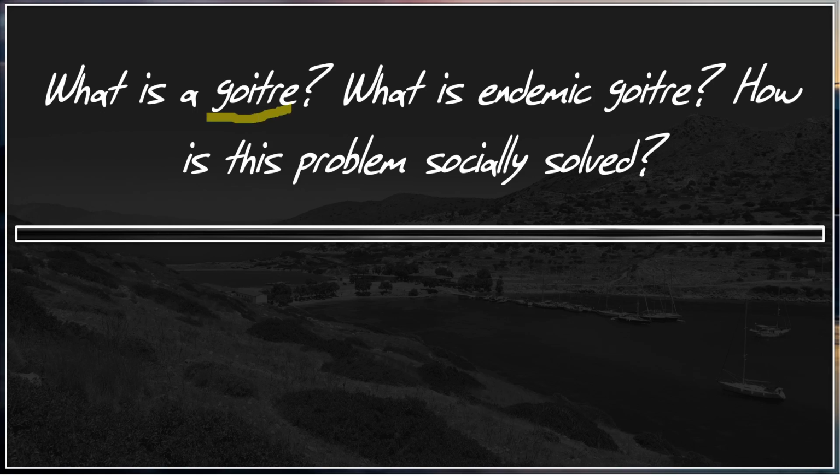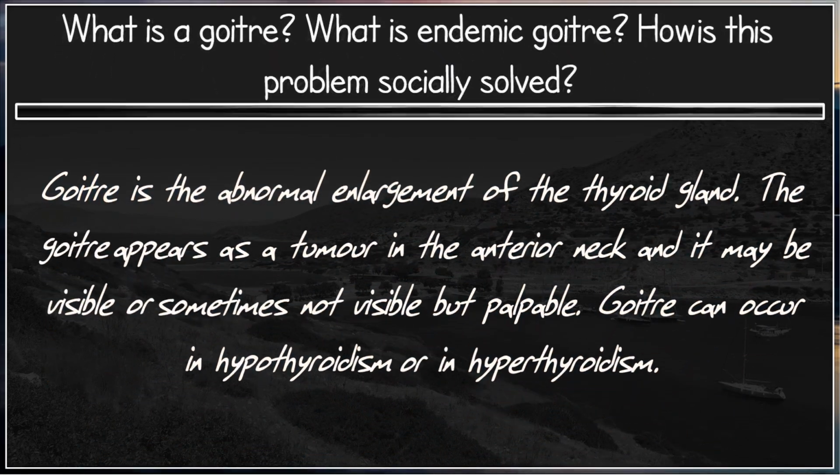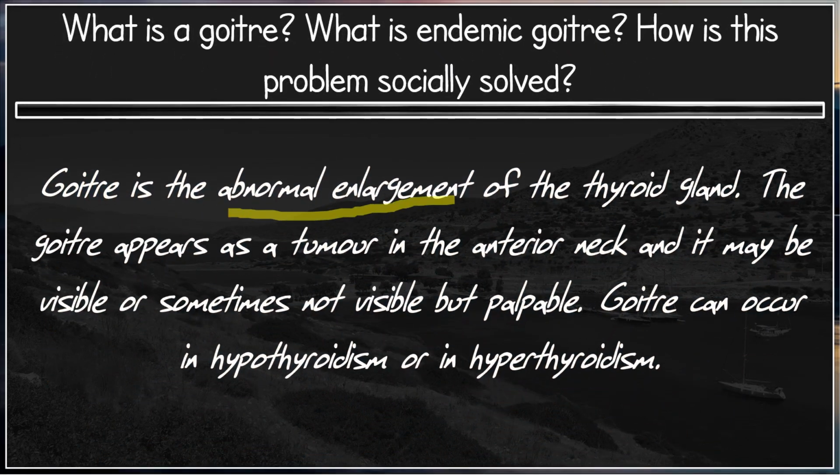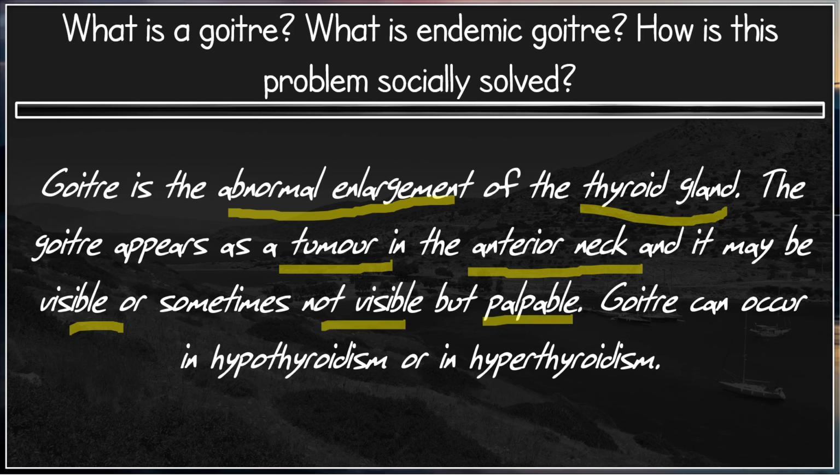What is a goiter? What is endemic goiter? How is this problem socially solved? Goiter is the abnormal enlargement of the thyroid gland. The goiter appears as a tumor in the anterior neck, and it may be visible or sometimes not visible, but palpable. Goiter can occur in hypothyroidism or in hyperthyroidism.